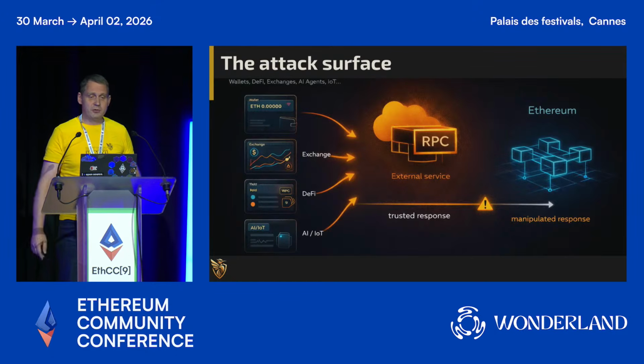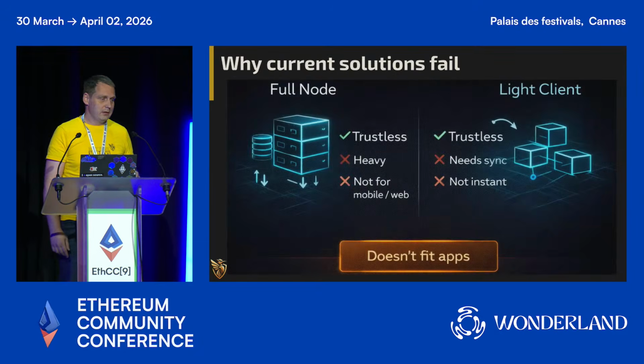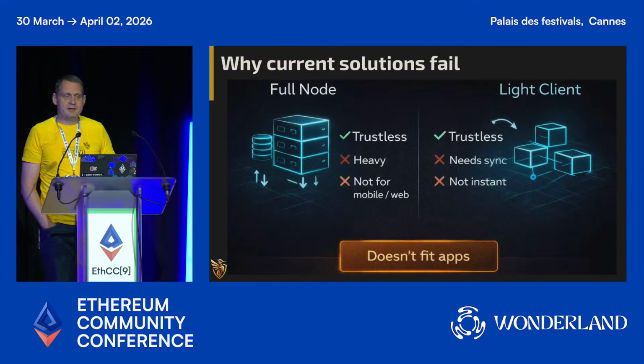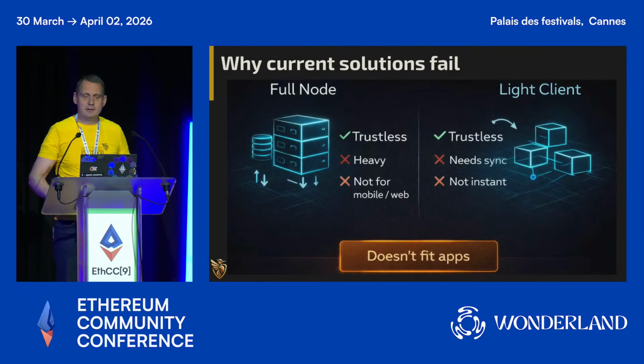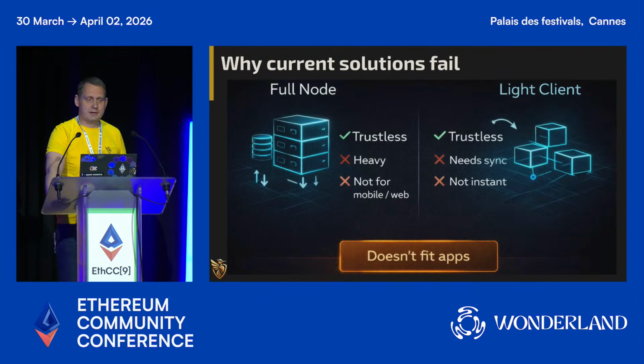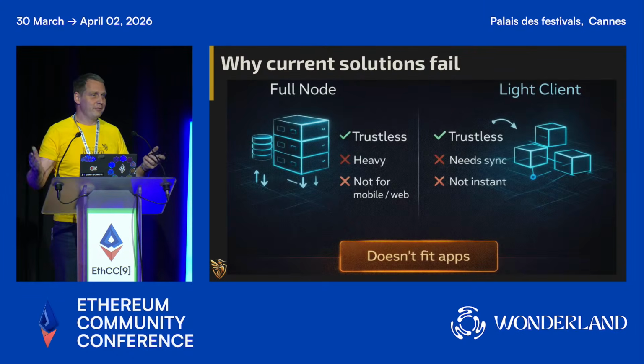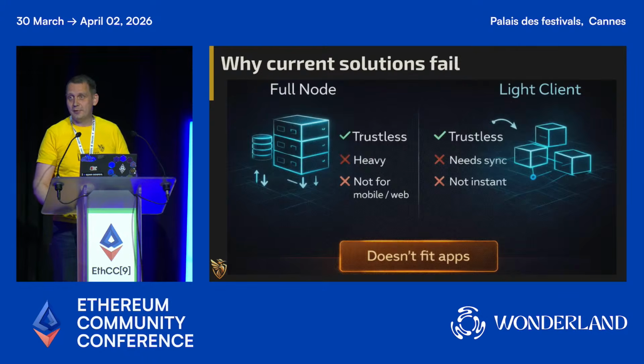So our natural reaction would be, let's just fix it. Why don't we just verify the data? We already know how to do that, but the existing approaches that we have don't work in practice. So let's look at them. We have full nodes. A full node verifies everything locally. So just by raise of hand, who of you runs his own full node? Very good. Not too many people, though.